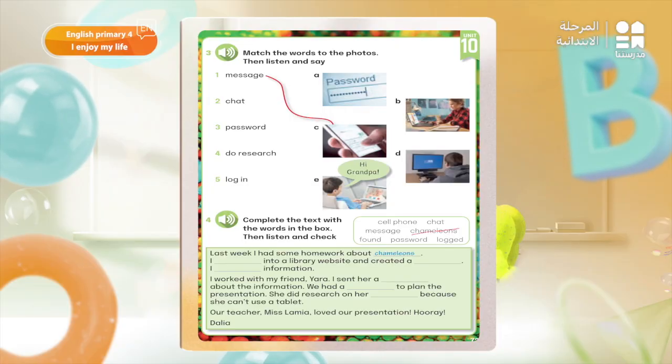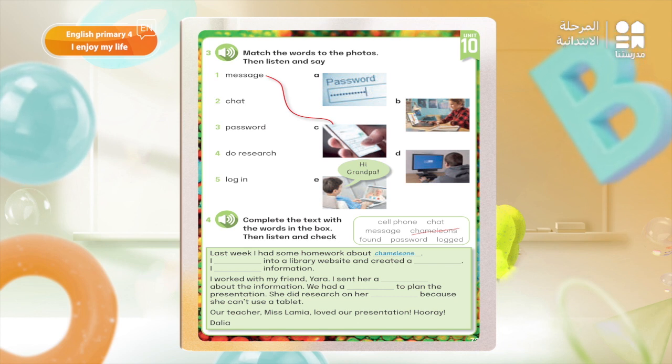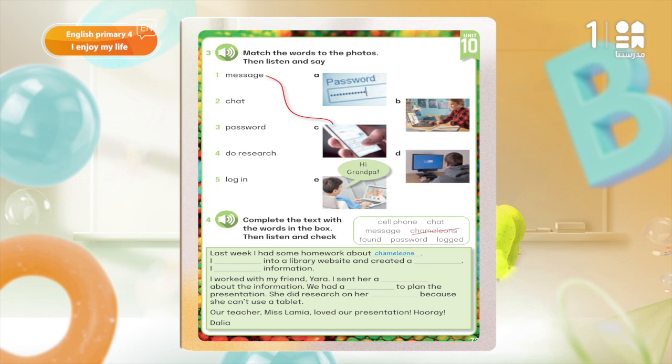Unit 10, Lesson 1, page 73, exercise 4. Complete the text with the words in the box. Then listen and check. Last week, I had some homework about chameleons. I logged into a library website and created a password. I found information. I worked with my friend Yara. I sent her a message about the information. We had a chat to plan the presentation. She did research on her cell phone because she can't use a tablet. Our teacher, Miss Lamia, loved our presentation. Hooray!